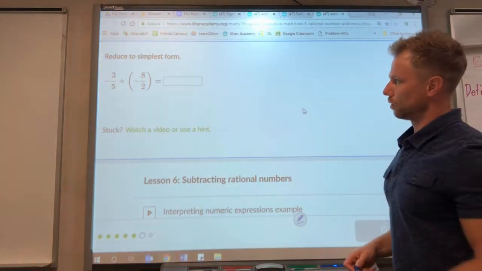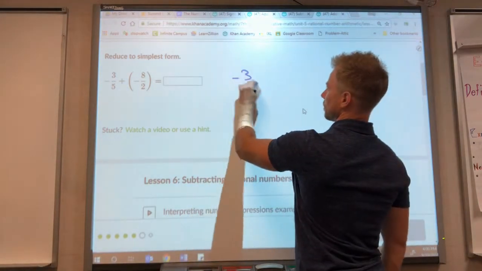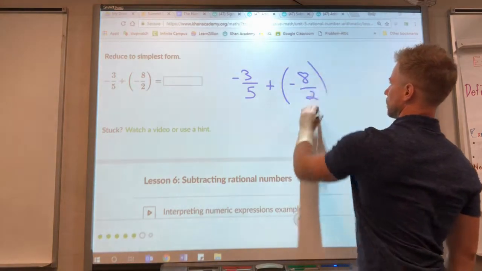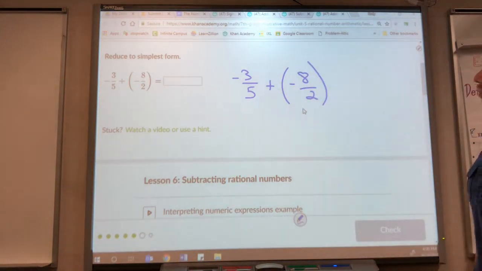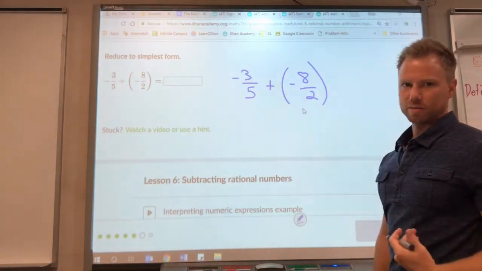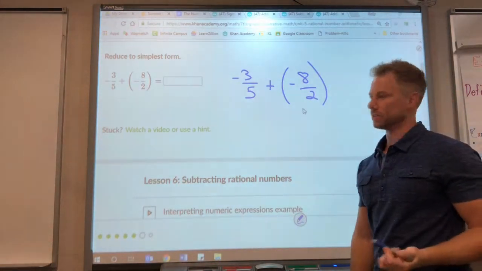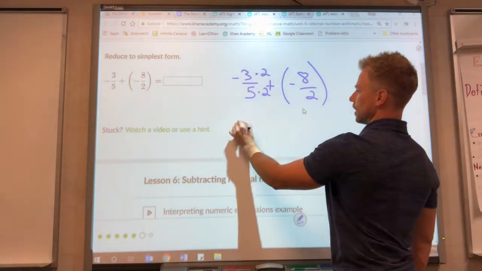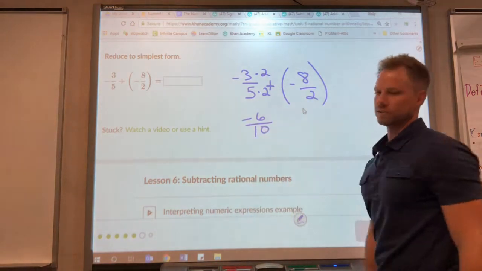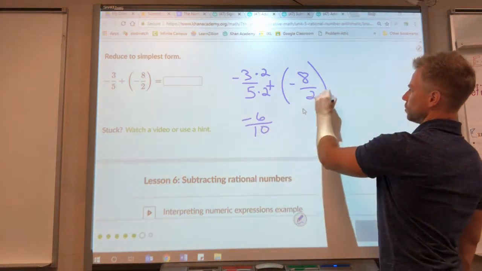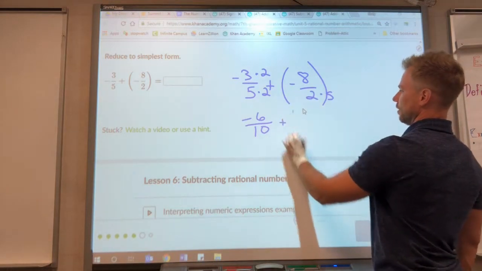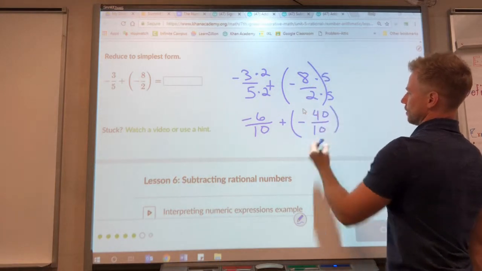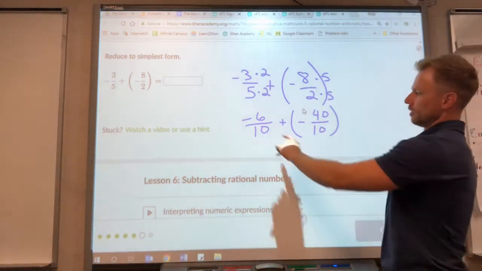Okay, let's do one more of those. We have negative 3/5 plus negative 8/2. Okay, again, we need a common denominator. The least common multiple between 5 and 2 is going to be 10. So we multiply 5 times 2 to get 10. We have to do the same thing on top. We get negative 6/10. We have to multiply 2 times 5 to get 10. We do the same thing on the top. We get negative 40/10. Now we can use the rules.